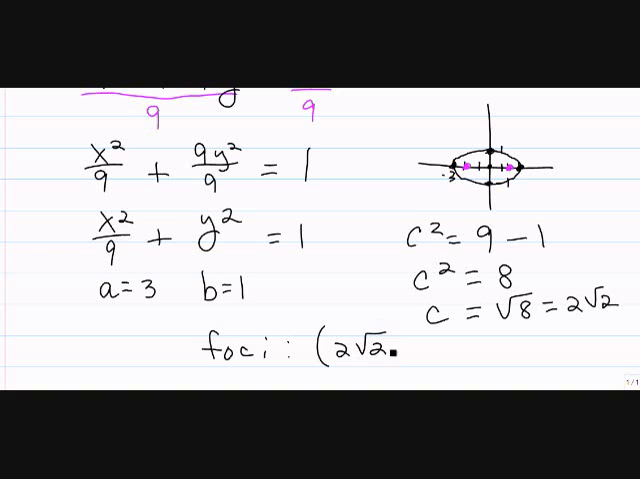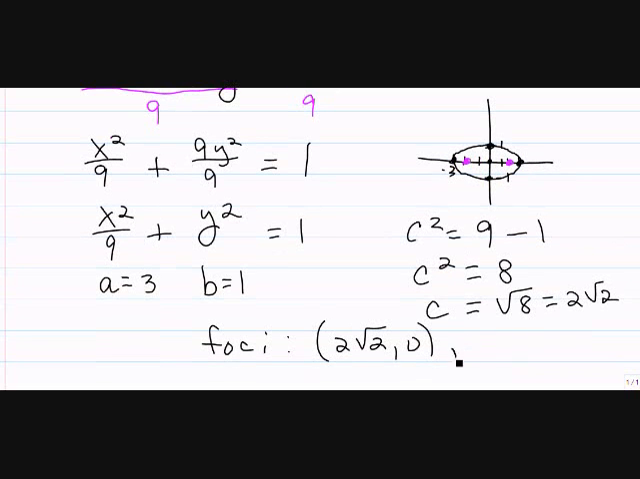2 square root of 2 comma 0. The other focus is 2 times the square root of 2 from the center, but now we're going to the left. And that point is negative 2 times the square root of 2 comma 0. So, c squared equals a squared minus b squared. That's to find the focus.